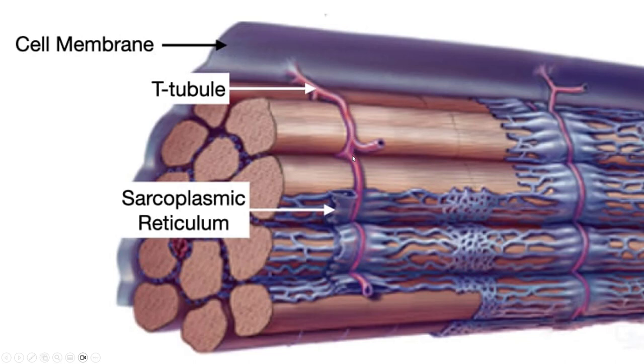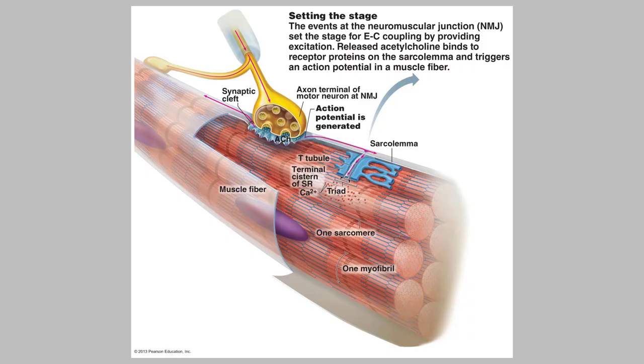And the T-tubule has on either side of it a part of the sarcoplasmic reticulum called the terminal cisternae. One T-tubule and both of those terminal cisternae, the one on either side of it, we said was called a triad. And I said that that triad would come back in a future lecture. Well, that's where we are now. So, action potential comes down.